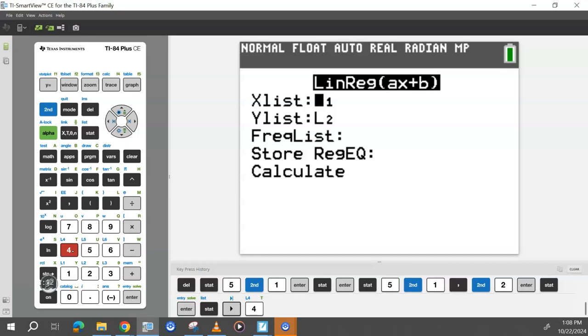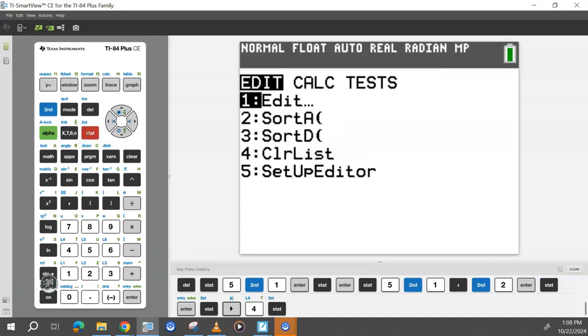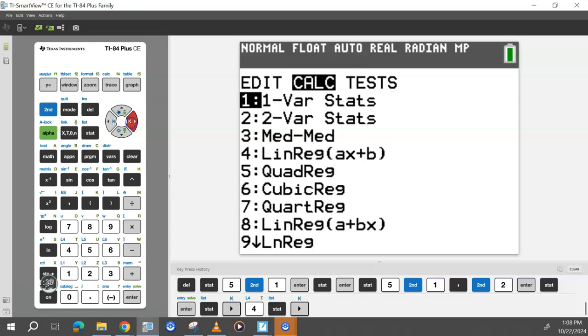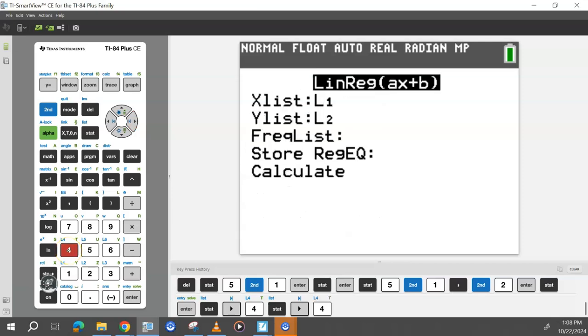I need you guys to focus unless you're helping someone. Stat, calculate. If you're in stat, it says calc at the top. You arrow over it. Hit number 4. Follow directions on your notes.